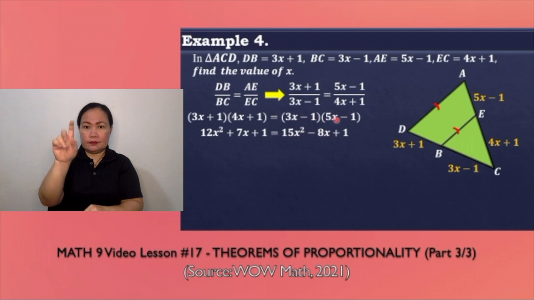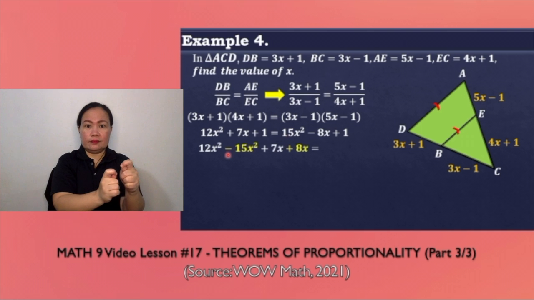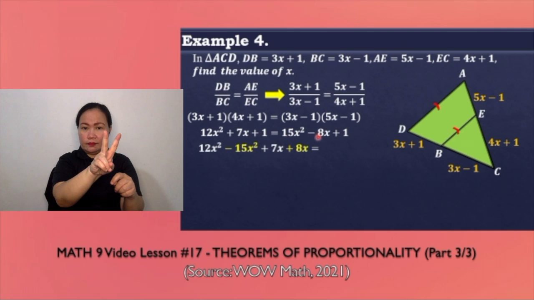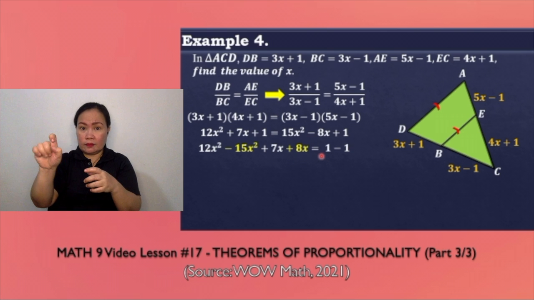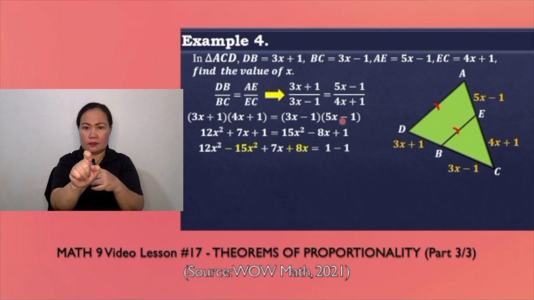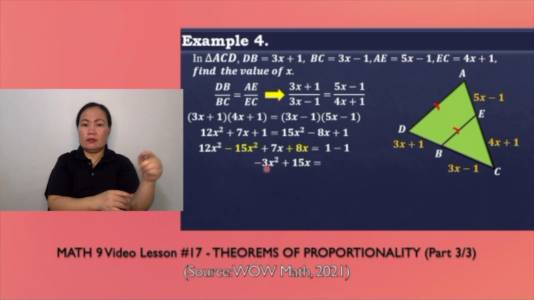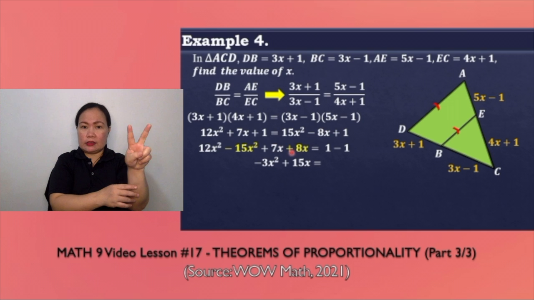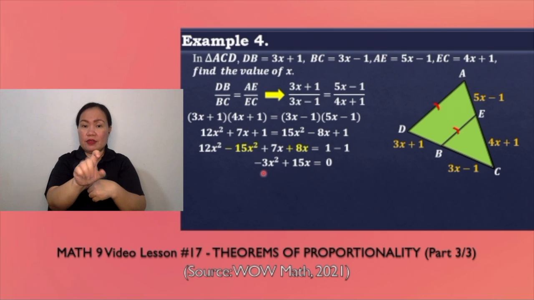Ganon din po dito. So, you may transpose yung 15x squared, that will become minus, and also yung negative x squared, that will become positive. Okay? So, combine similar terms po tayo dito, and then 1 minus 1. Ito naman, transpose natin sa right side. So, we have 12 minus 15, that is negative 3x squared, plus 7 plus 8, that is 15x. So, this is 0. From here, pwede mo itong i-factor using the common monomial factor.